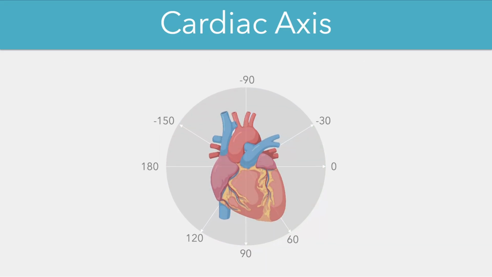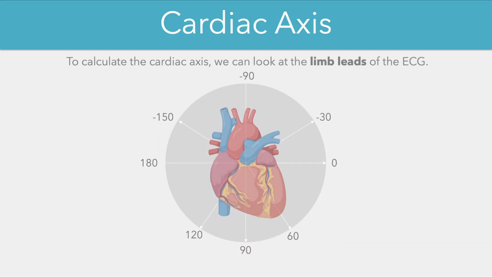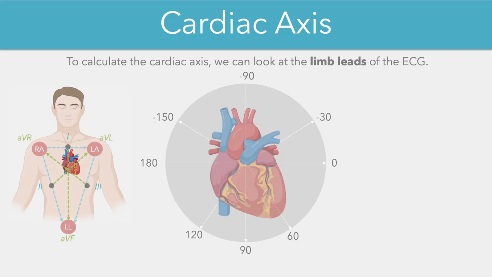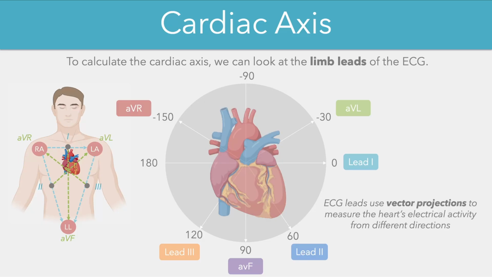One way of calculating the axis is by having a look at the ECG limb leads, and just as a reminder, these are the leads which are on the arms and legs of the patient. If we plot these leads on our diagram, you can see how each lead represents a slightly different angle of the heart. We can therefore use some mathematical principles or vector projections to measure the heart's electrical activity from different directions, and this enables us to work out the axis.